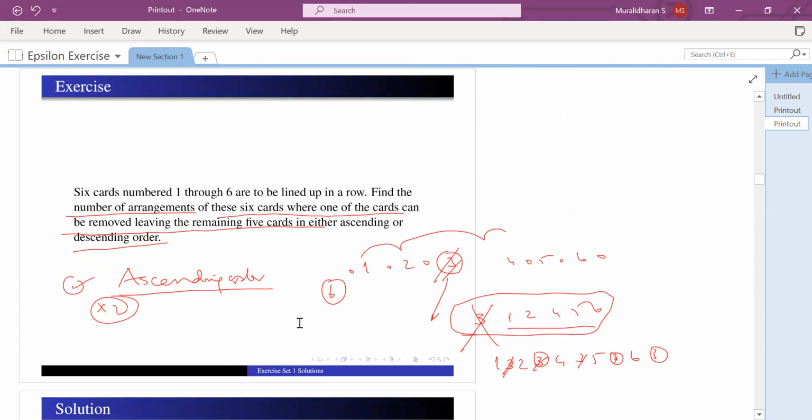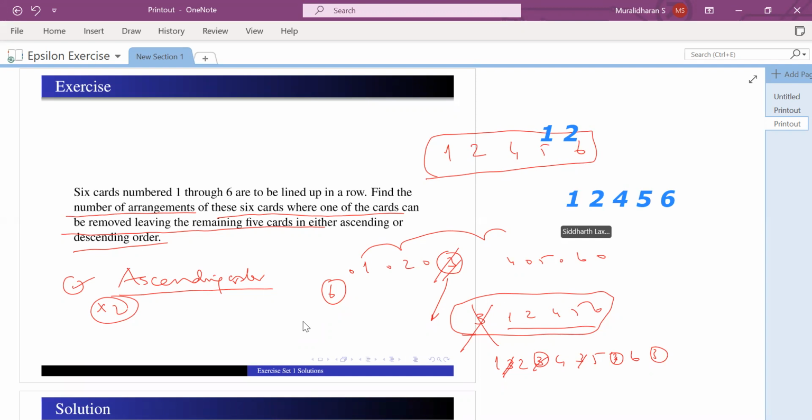We need the number of arrangements for the 6 cards in which any one can be removed, leaving the other in ascending order. We're not reintroducing it at all. No, what I'm saying is that see this identity permutation, that is 1, 2, 3, 4, 5, 6, for instance. This could be got in several ways. That's what I'm saying.